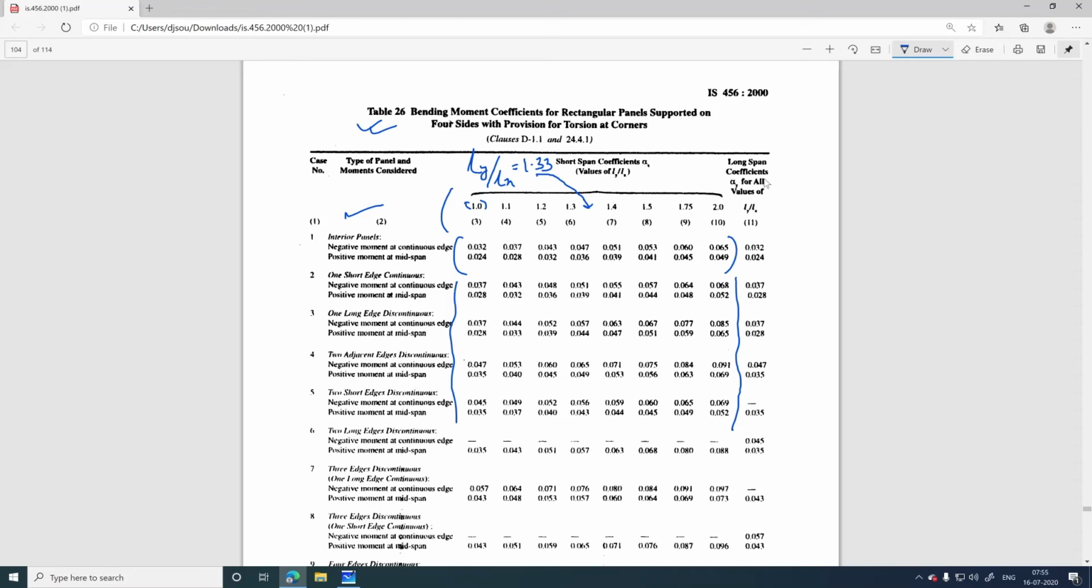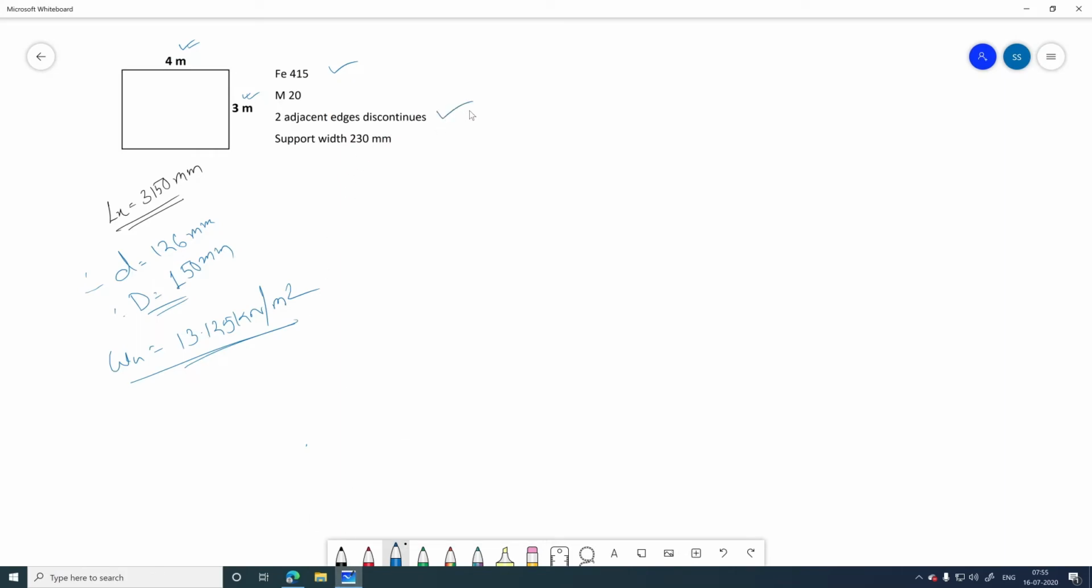In case of the longer span, it does not depend on the ratio of Ly by Lx. You can see that for all values of Ly by Lx, the alpha y value is given. Now there are two values given for each column. Why? Because one is for the negative moment and one is for the mid span. So our condition in the problem, let's see here, is given as two adjacent edges discontinuous, right?